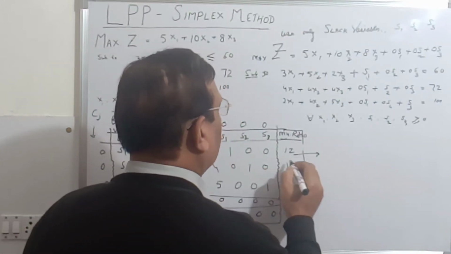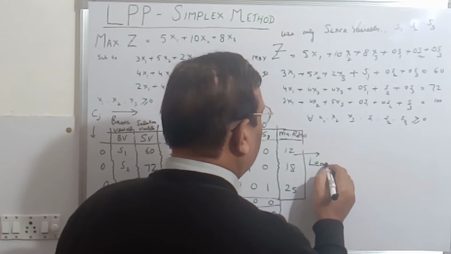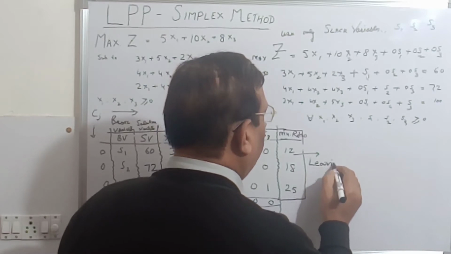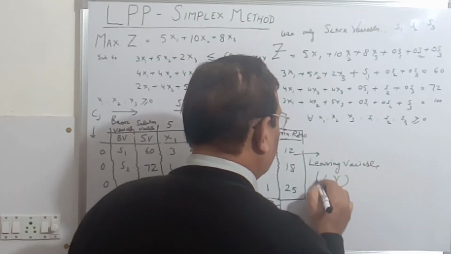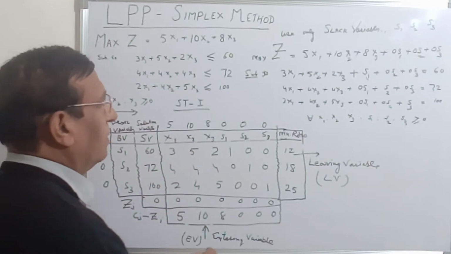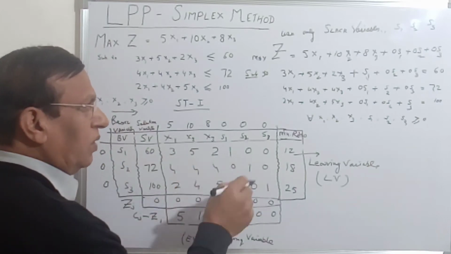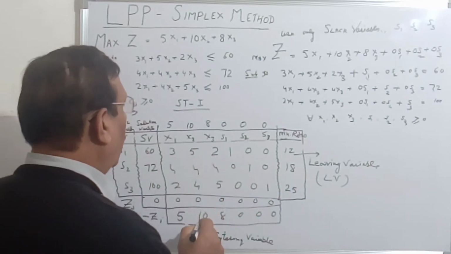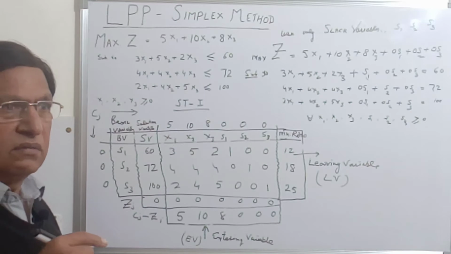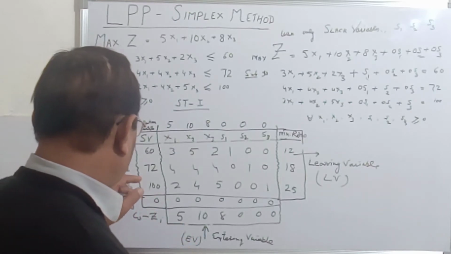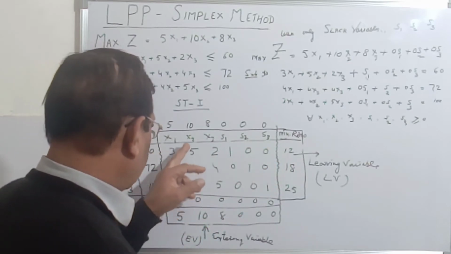This means this is the leaving variable, LV. Leaving variable means S1 will leave the body of the matrix, and in place of S1, X2 will enter. So S1 will go in the next table, and in place of S1, X2 will enter.